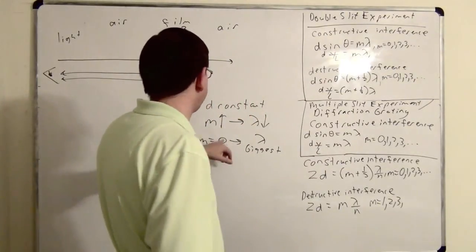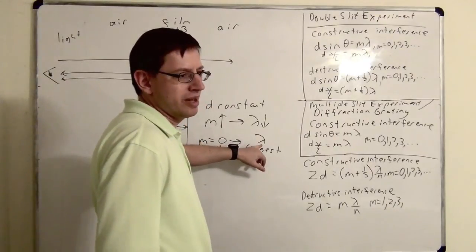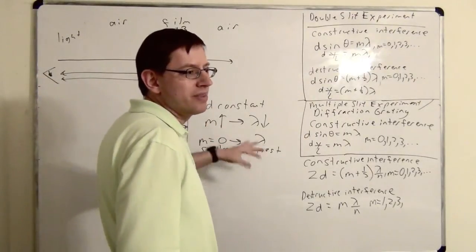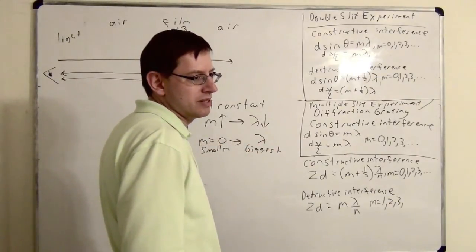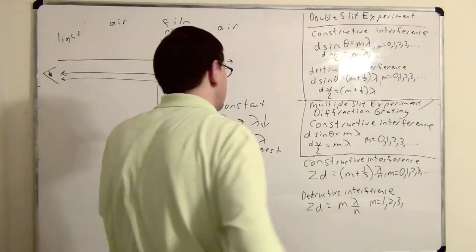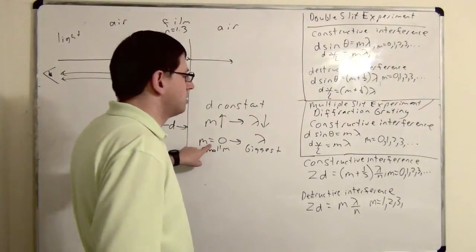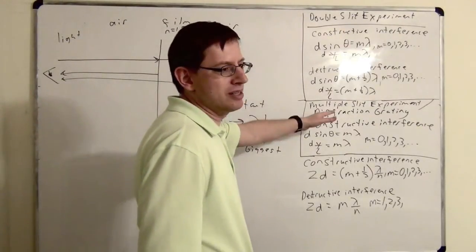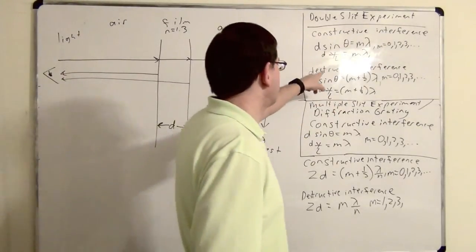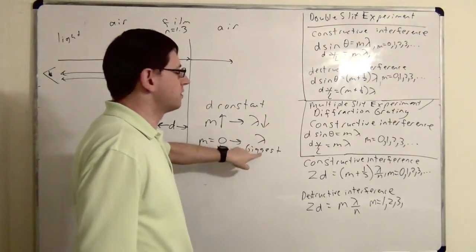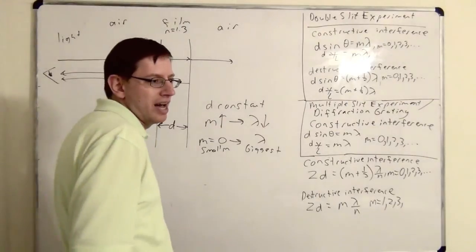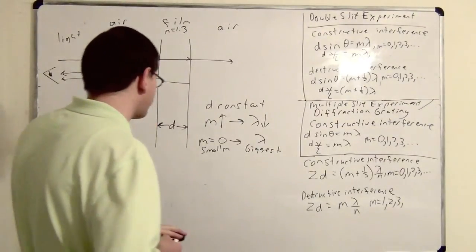Now, probably only a few of those m's will give you visible lambdas. In fact, there might only be one m that gives you a visible lambda. Or there might be only 1 or 2 or 3 that give you visible lambdas, and the other ones will be outside the visible spectrum. So notice the interpretation of m here is quite different than in the double-slit experiment. Here, the m was referring to different spots. Here, the m is giving us different wavelengths that will experience constructive interference.